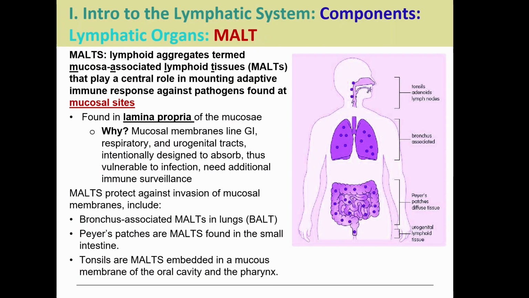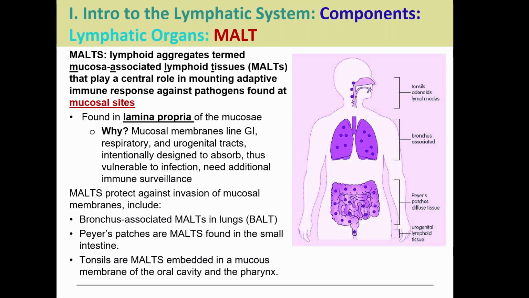We then get to MALT. MALT stands for mucosa-associated lymphoid tissues. This is going to help with mounting an immune response at mucosal sites. So anywhere we have the mucosae or the mucosa level. We find these in the lamina propria, so this is going to be in the mucosal layer. We find these membranes in the GI tract, the respiratory tract, and the urogenital tracts, and their job is to absorb and help protect us against infection, right? It's where we can conduct some immune surveillance.